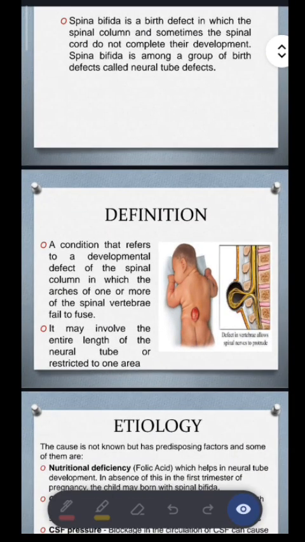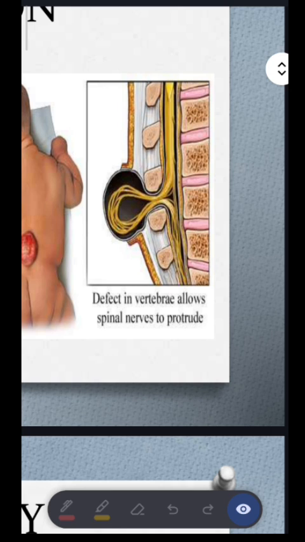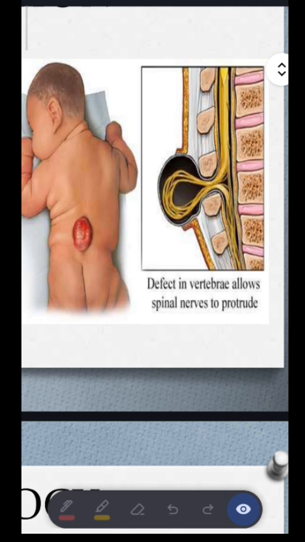So, the proper definition of spina bifida is a condition that refers to a developmental defect of the spinal column in which the arches, mainly seen as bony arches, of one or more of the spinal vertebrae fail to fuse. It may involve the entire length of the neural tube or be restricted to one area. Here we can see a defect in the vertebrae that allows spinal nerves to protrude, resulting in a small pouch forming on the back of the baby.